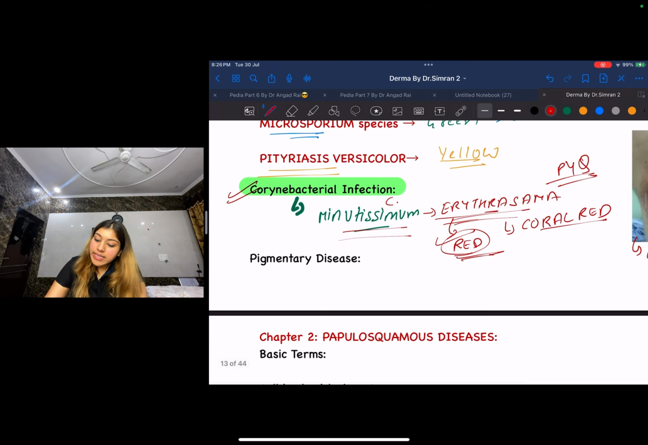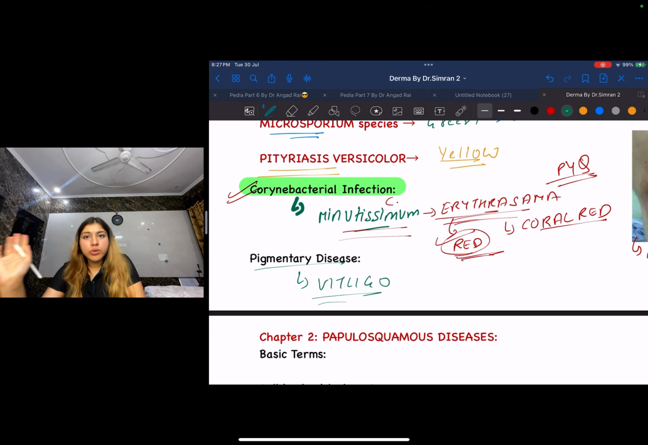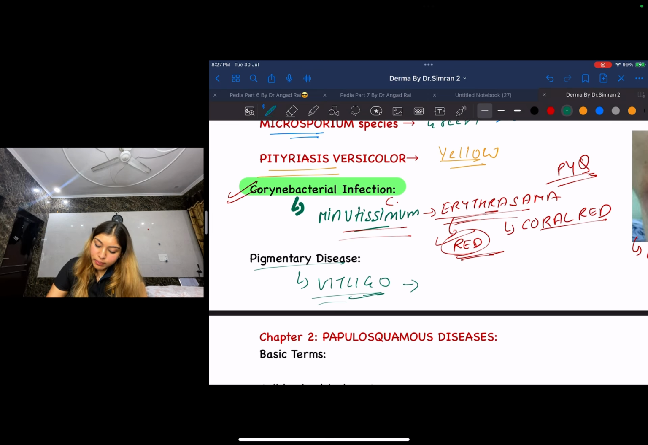Next, guys, pigmentary disease. In our pigmentary diseases, we have vitiligo. I'm pretty sure everyone has seen a patient with vitiligo. What is the color? White color, right? So this patient on Wood's lamp will also give me a milky white appearance.